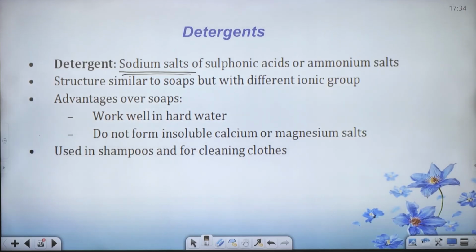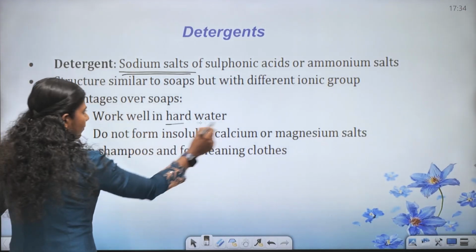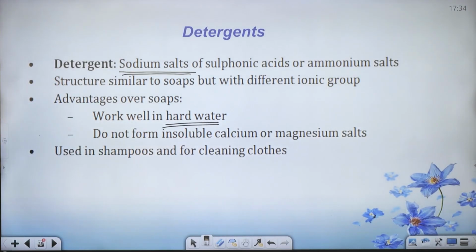Advantages over soap: it works well in hard water. Detergent works well in hard water and does not form insoluble calcium and magnesium salts. But in the case of soap, it forms insoluble calcium or magnesium salts. Detergent is used in shampoos and for cleaning clothes.